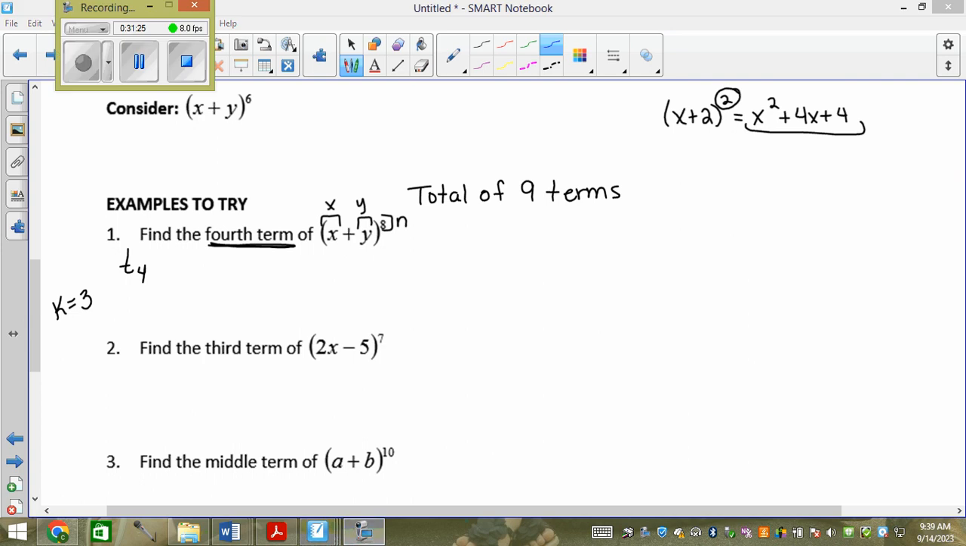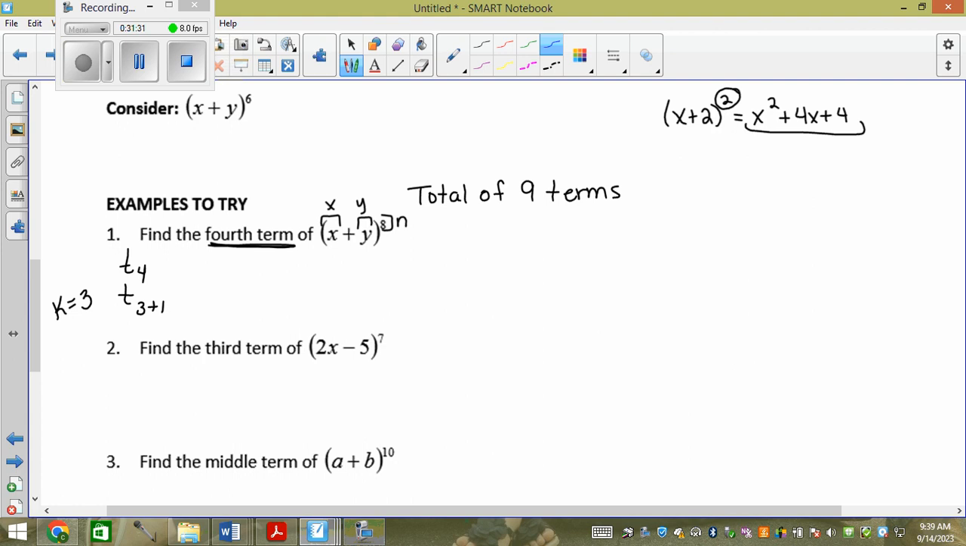If I need term 4, I need to do t_k+1, so 3 plus 1 would get me term 4. And then I get 8C3, x to the 8 minus 3, y to the 3. So I always will specify off to the side what my k is, and I'll always say x, y, n. So I have all of my knowns, right? Just like you do in physics or chemistry, all your knowns, and then you can input them and not have to overthink it. What is 8C3? So we get 56, x to the 5, y to the 3.